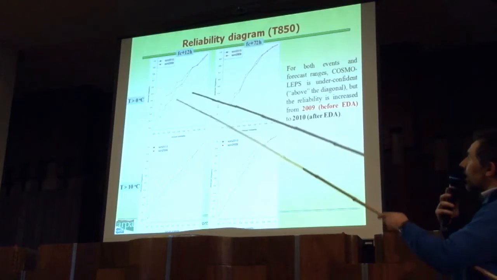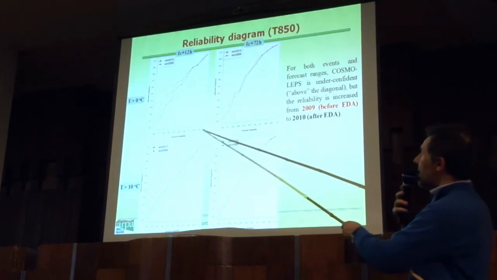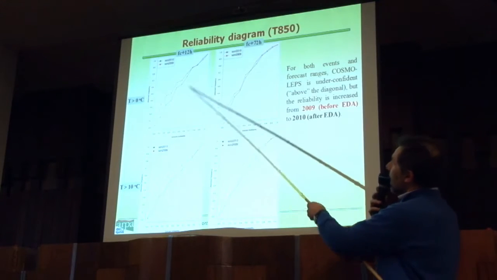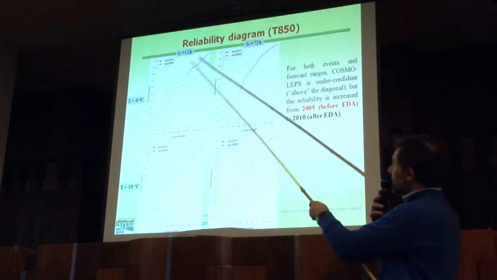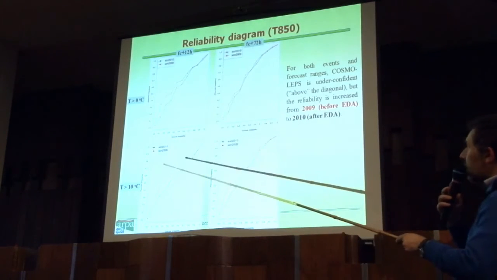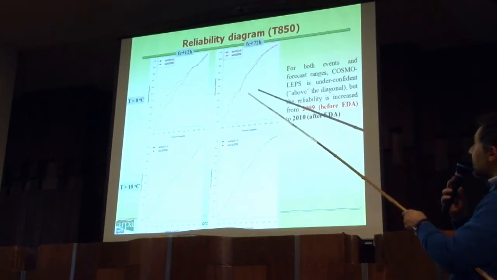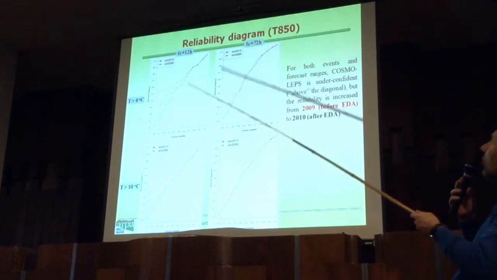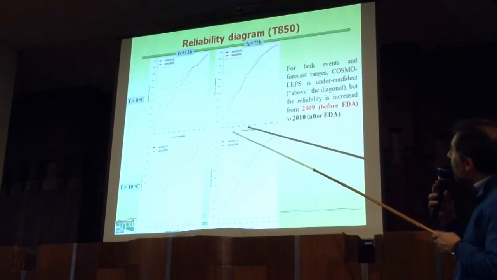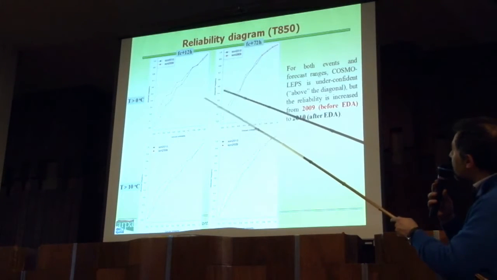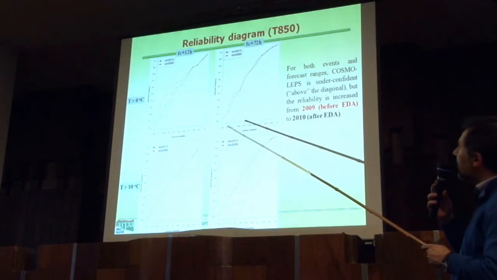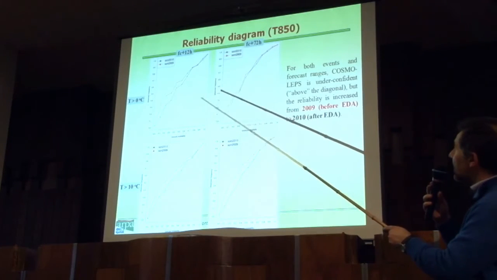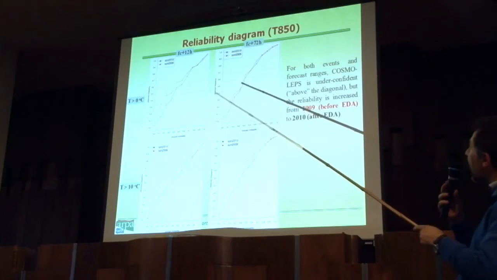Here, on the x-axis, the forecast probability. On the y-axis, I have the observed frequency. We should try to be as close as possible to the diagonal. And what sometimes happens for upper level fields is that you are above the diagonal, which means that you are underconfident. So you give too low probabilities with respect to the observed frequency. You predict something with 0.4 probability, but actually this event happens more often than you expect.